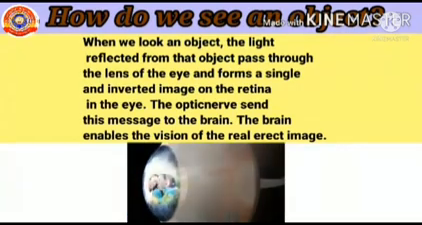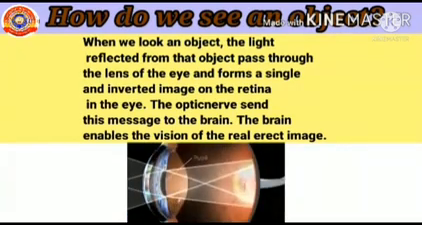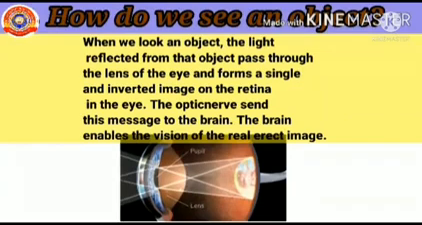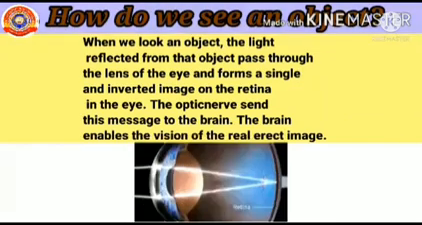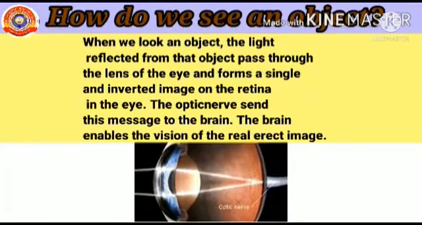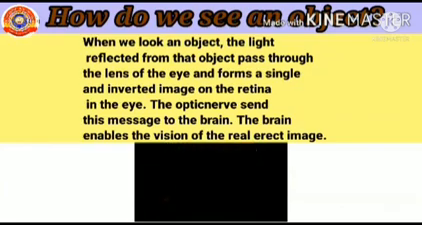Let's revise it. How do we see an object? When we look at an object, the light reflected from the object passes through the lens of the eye and forms a single and inverted image on the retina in the eye. The optic nerve sends this message to the brain and the brain enables the vision of the real erect image.